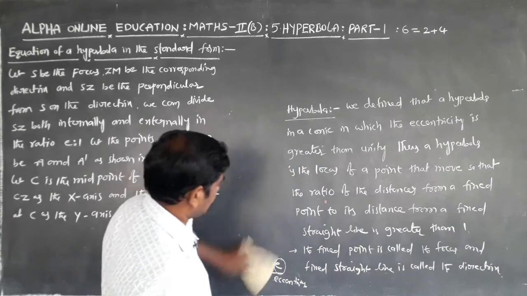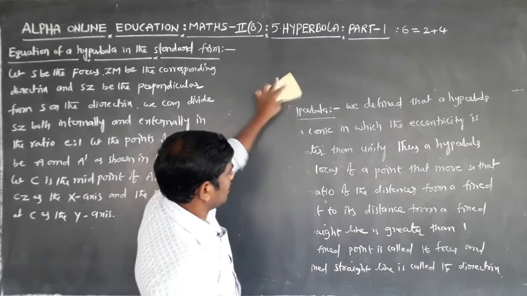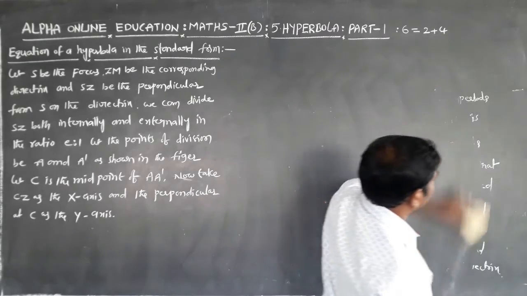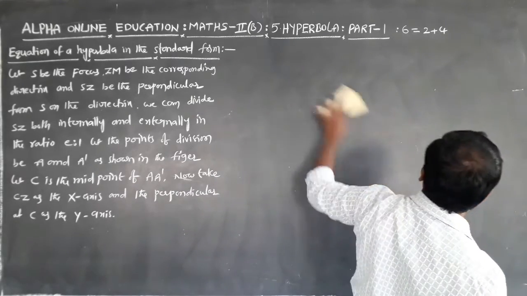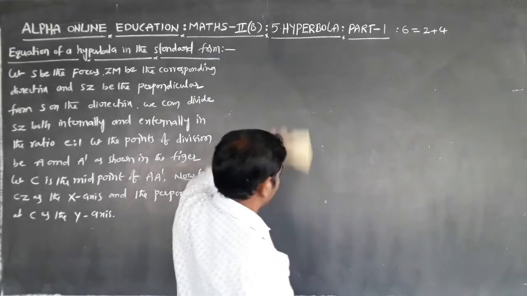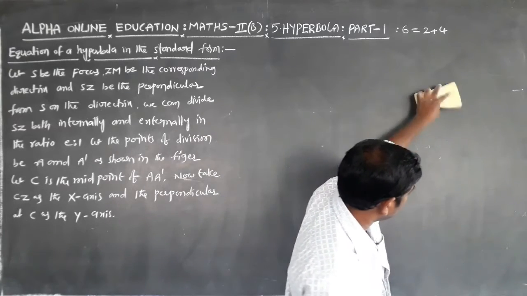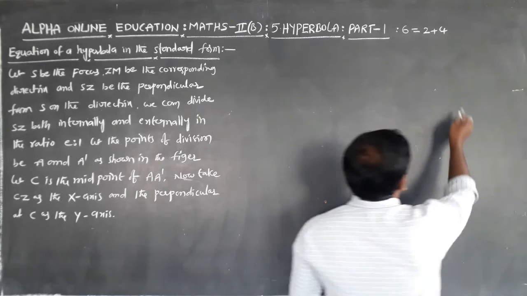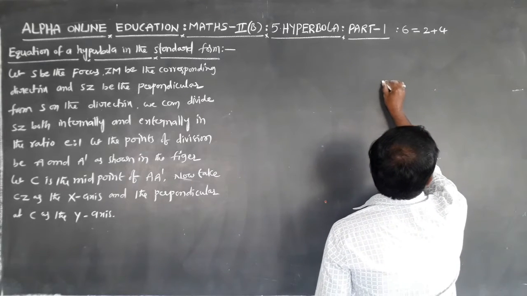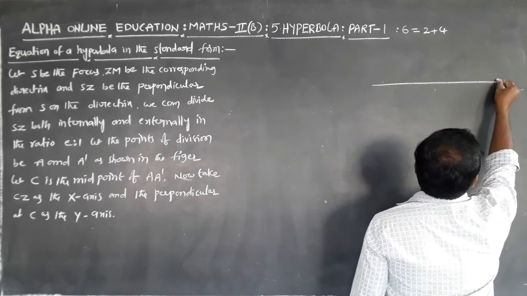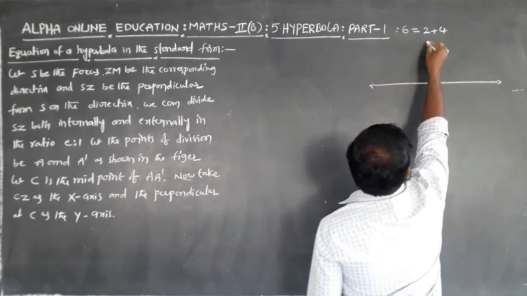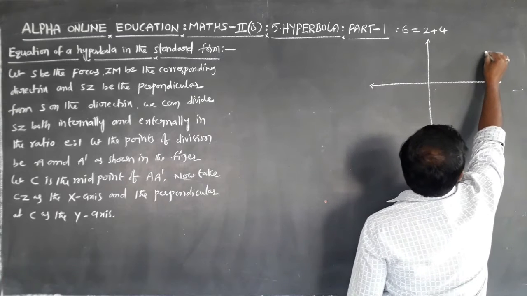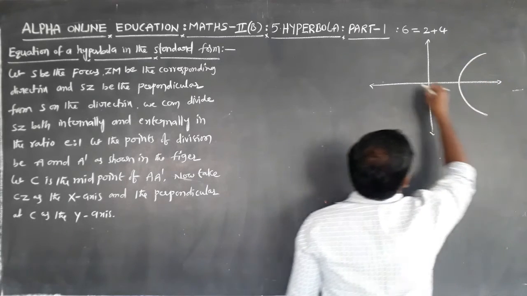Next, derive the equation of the hyperbola in standard form. First of all, we draw the diagram of the hyperbola. This is the first line, this is the second line. Here the two lines are perpendicular.